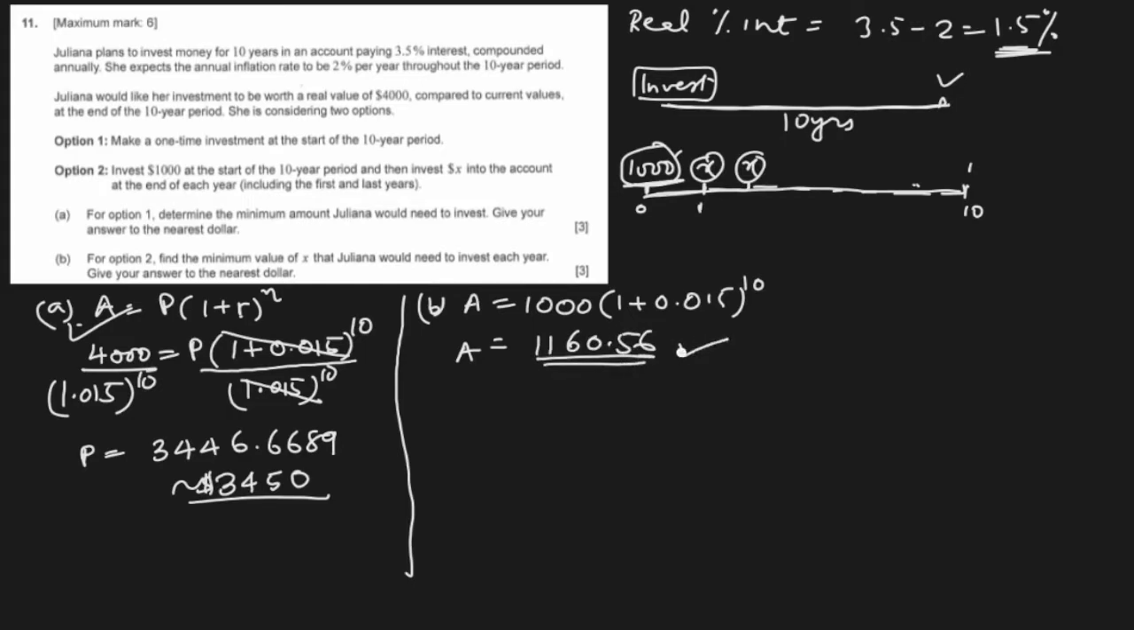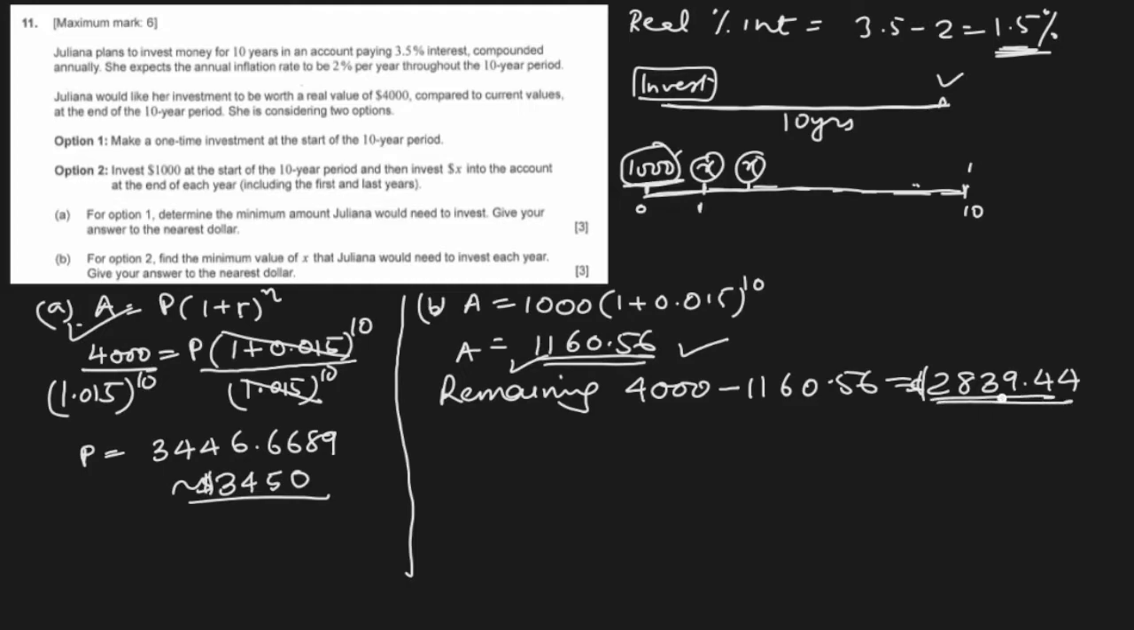So done. That means, remember, he wants $4,000 at the end of 10 years, right? Out of 4,000, he will get 1160.56. So how much remains? 4,000 minus 1160.56, which will be $2839.44.